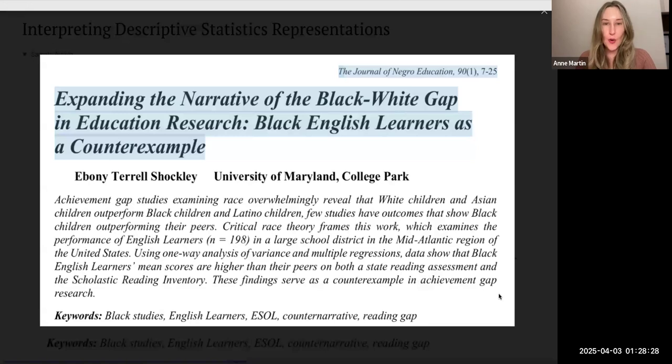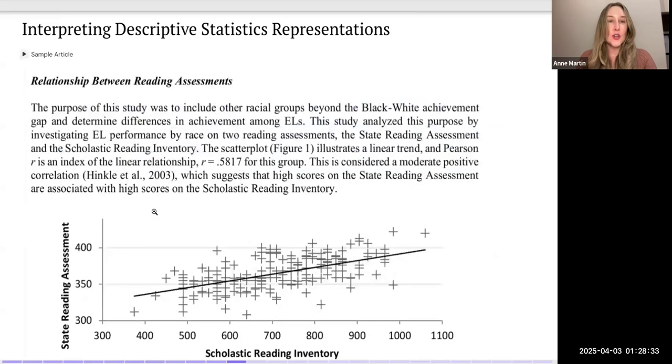So in this article, the first example that you will see in terms of descriptive statistics is a correlation. In the study, they compared two different reading assessments. They first wanted to correlate the scores between those two assessments to see if the scores on the state reading assessment were correlated with the scores on the Scholastic Reading Inventory.